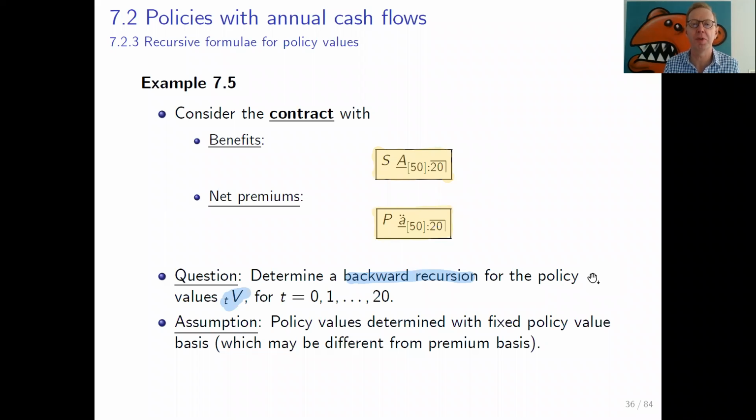Welcome. This is video 3 on policy values. In this video, we will investigate the recursive calculation of policy values.